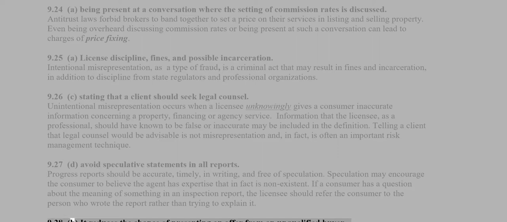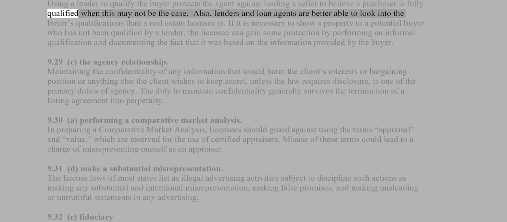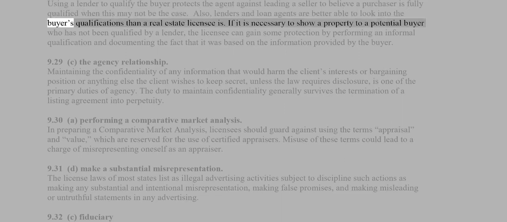9.28 b. It reduces the chance of presenting an offer from an unqualified buyer. Using a lender to qualify the buyer protects the agent against leading a seller to believe a purchaser is fully qualified when this may not be the case. Also, lenders and loan agents are better able to look into the buyer's qualifications than a real estate licensee is.